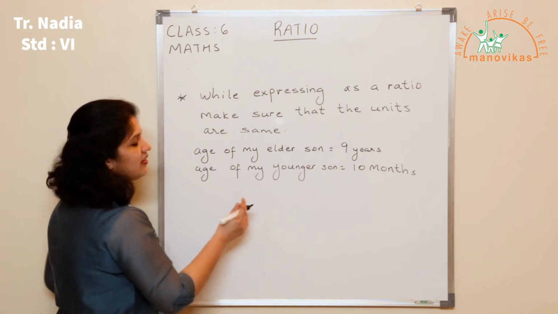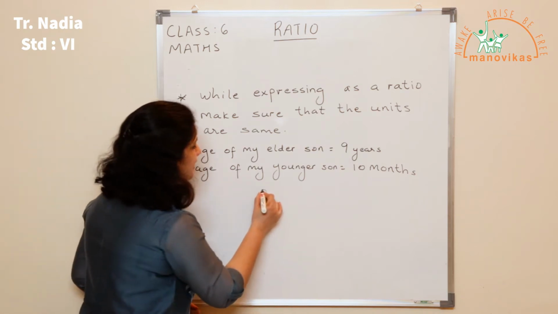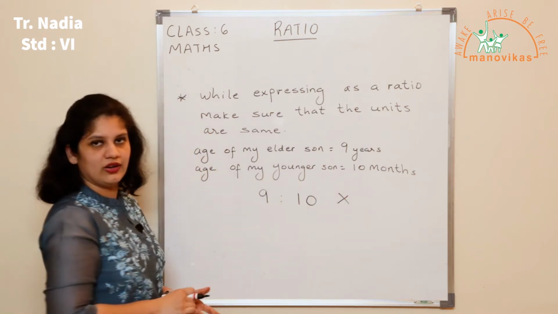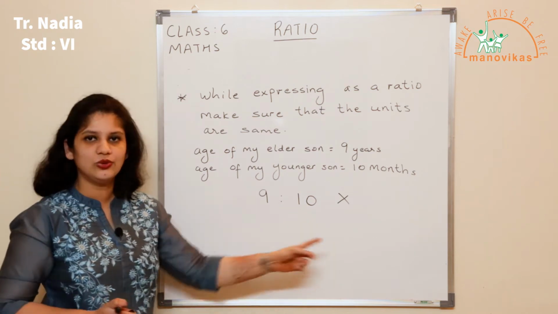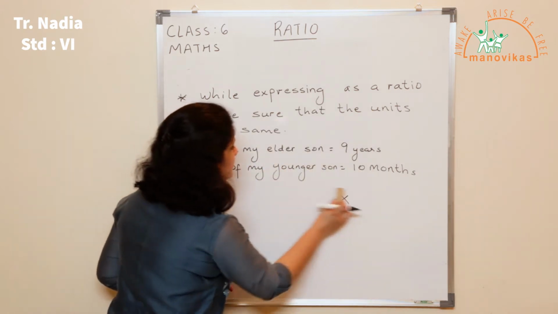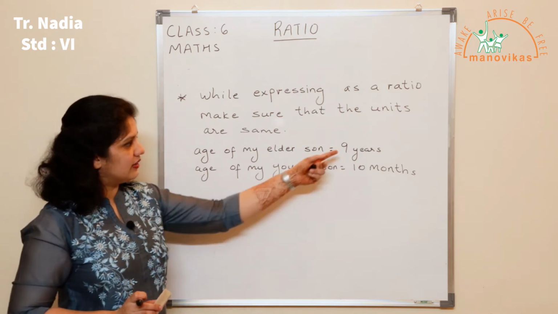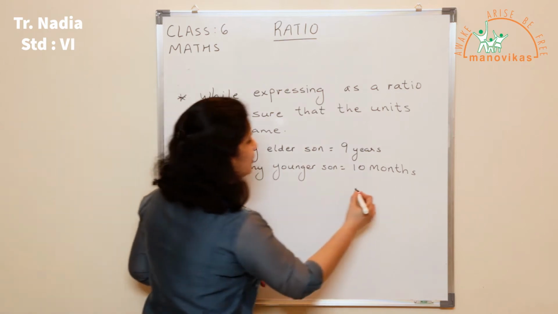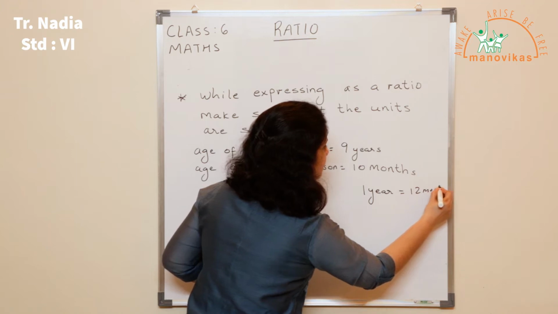So if I want to write the ratio of the age of my eldest son to my younger son, and if I say 9:10, this expression will be wrong. I cannot say that the ratio of my sons' ages is 9:10. Why? Because they are in different units. One of the ages is in years, the other is in months. So what I can do instead is convert the age which is in years to months. We all know that 1 year is equal to 12 months.